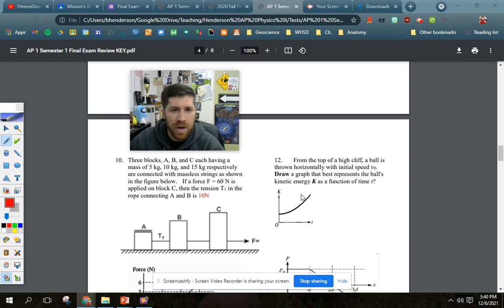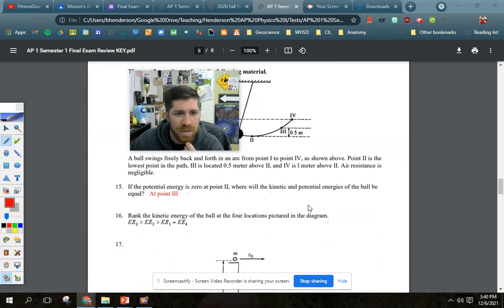And so if you were to draw a graph of the kinetic energy versus time, if I throw it, it starts with kinetic energy, and then it's going to quickly gain that as it accelerates downwards. So that's why we have a curve here as it exponentially increases.